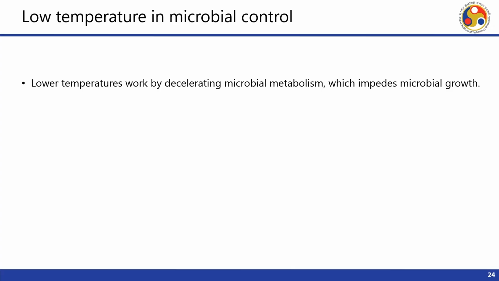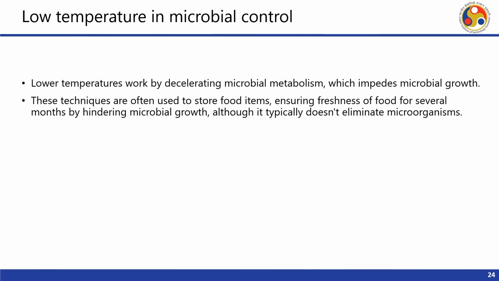We can also lower the temperature for controlling microbial growth. Lower temperatures work by decelerating microbial metabolism, which impedes microbial growth. These techniques are often used to store food items, ensuring freshness of food for several months by hindering microbial growth, although it typically does not eliminate microorganisms. The best example is the household refrigerator many of us have in our homes, or those which are used by the stores for preserving food and beverages.